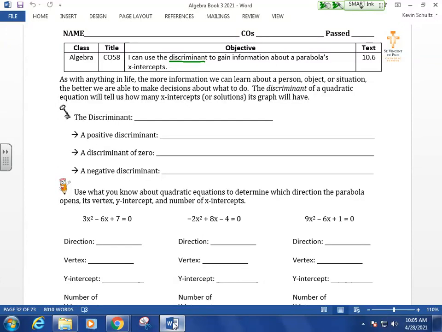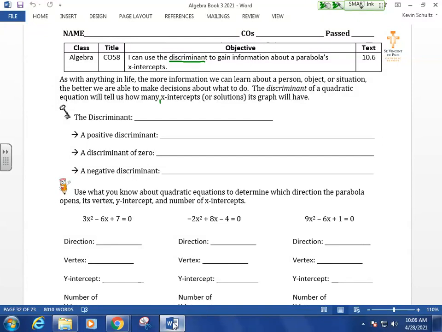Most of this is review as far as the direction that it opens, the vertex, and the y-intercept. All that's the same thing from PO54. Then the new piece today is using the discriminant, which again, is information about the x-intercepts. What the discriminant does is it tells us how many x-intercepts a parabola has. Not what they are, but just how many. And if you remember, back from PO55, there were three options for how many x-intercepts a parabola could have. 2, 1, or 0. Okay?